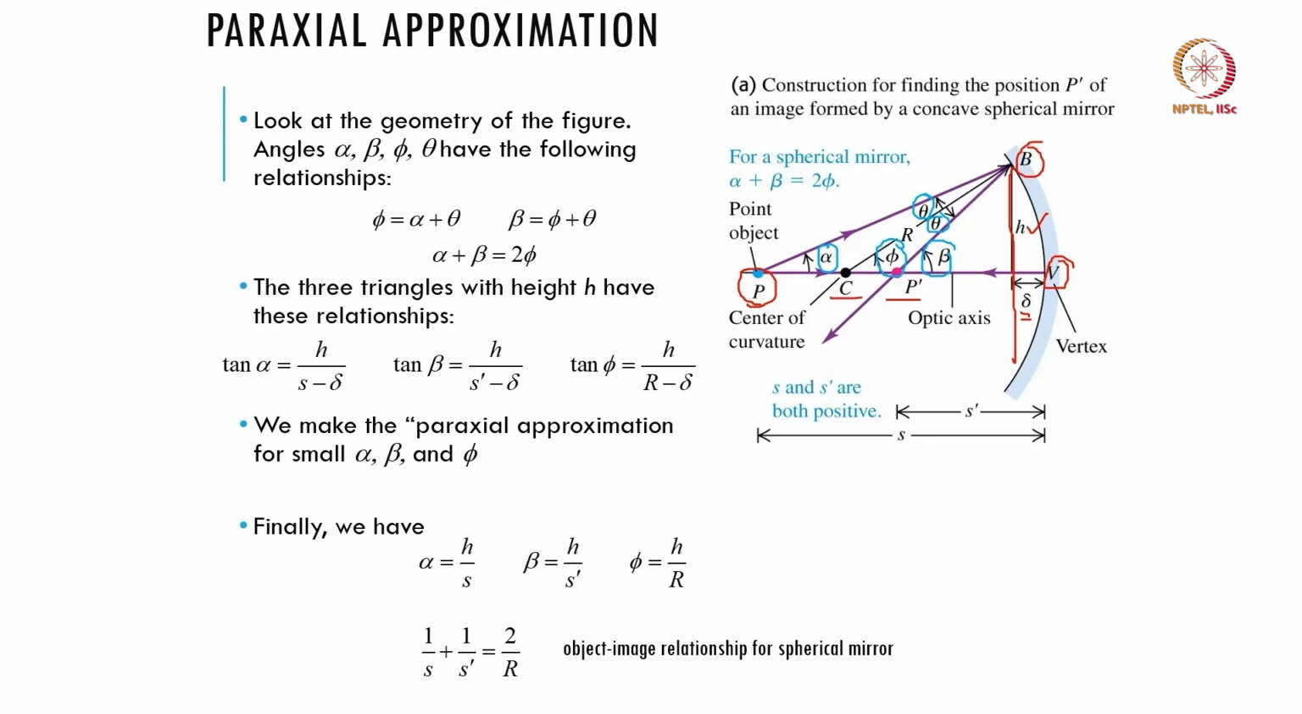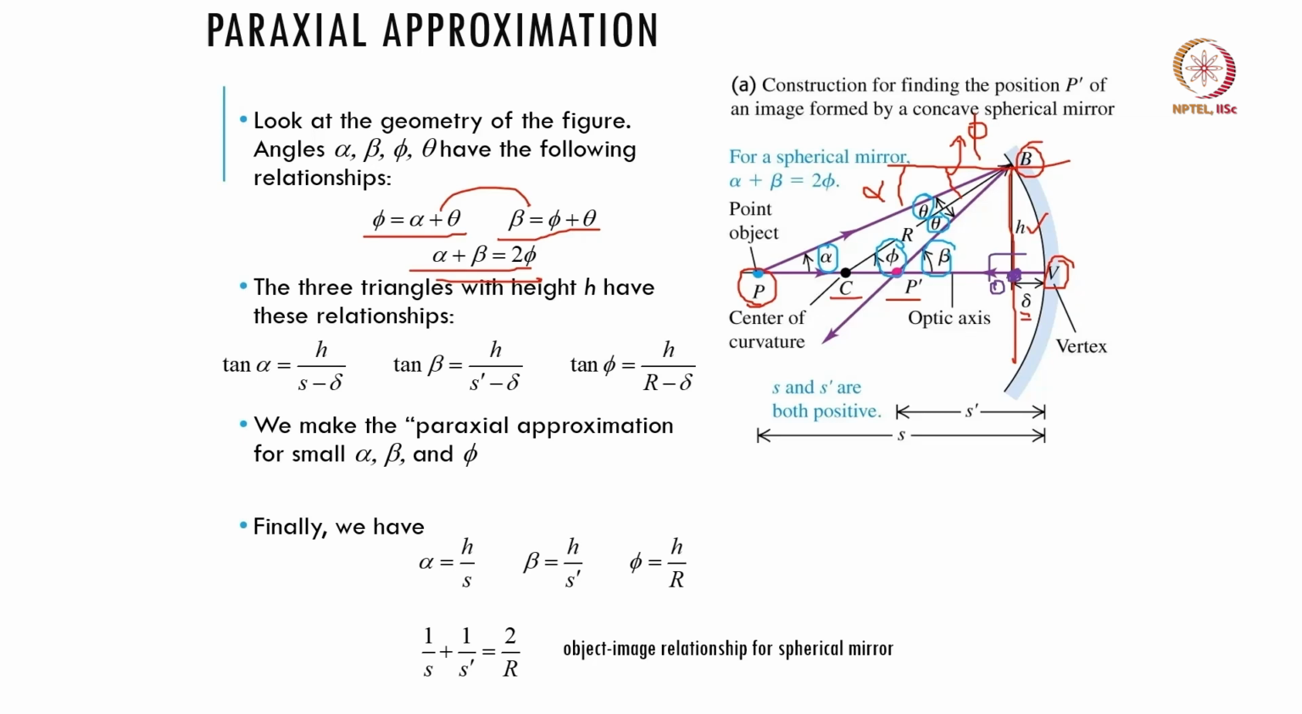Now, considering the geometry, this angle is alpha, and this whole angle from the normal to the horizontal is phi. Thus, we get alpha plus theta equal to phi. Similarly, we get beta equal to phi plus theta. Eliminating theta from these equations, we get alpha plus beta equal to 2 phi. Now, let's see, we have three right angle triangles here. The three right angle triangles are PBO, CBO, and P-dash-BO.